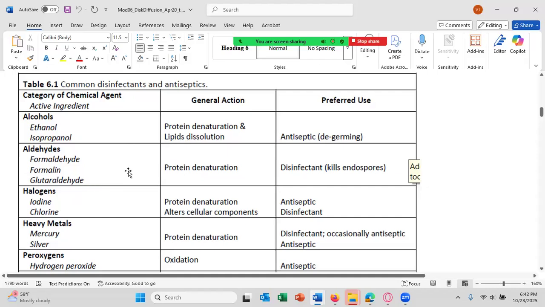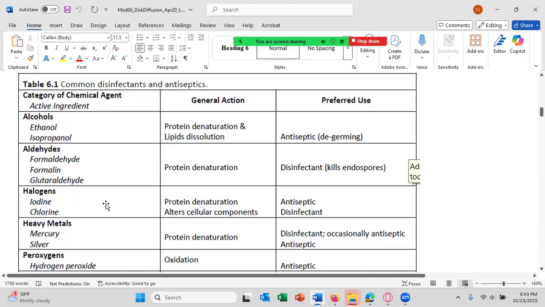Aldehydes, formaldehyde, formalin, glutaraldehyde are much stronger disinfectants, and they're so good of a disinfectant that they're one of the few disinfectants that actually can kill endospores. There's only one other disinfectant that can kill endospores, and that's a peroxygen, such as hydrogen peroxide. When you apply hydrogen peroxide to living things, it can kill cells by oxidation. And hydrogen peroxide is a very good antiseptic because it kills endospores, which isn't stated here, but I'm telling you. And then formalin and formaldehyde are very good disinfectants. They kill endospores, but these substances would be toxic to skin. So we use them as a disinfectant, not as an antiseptic.